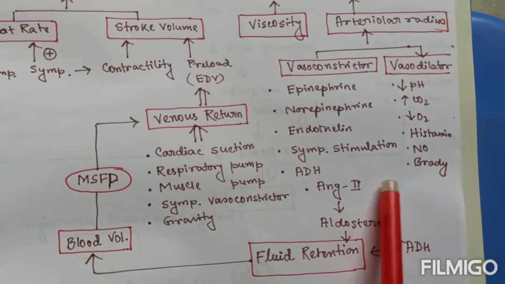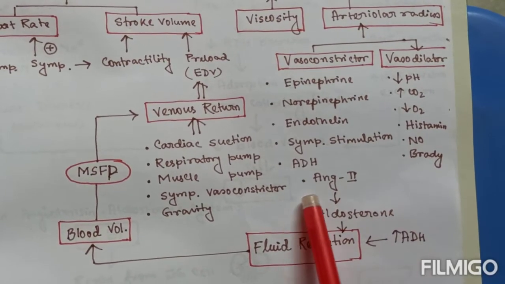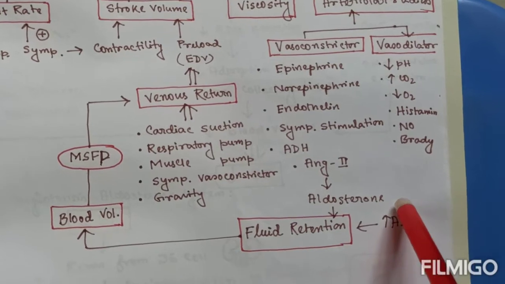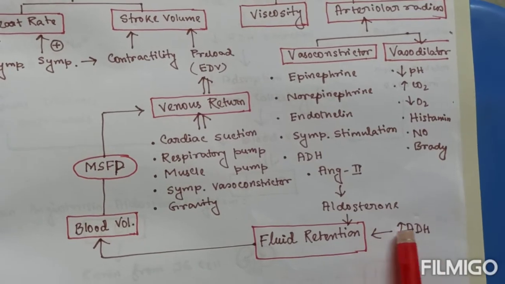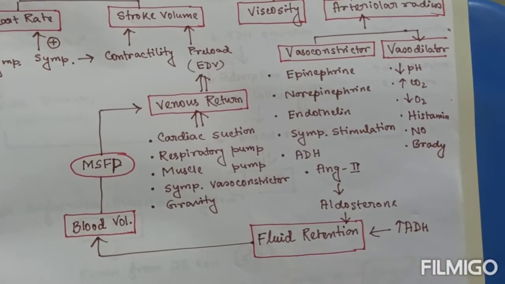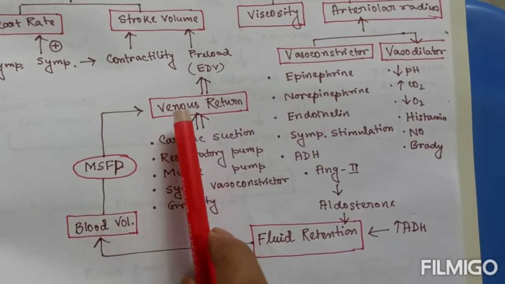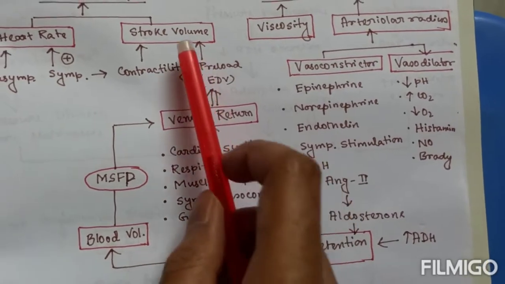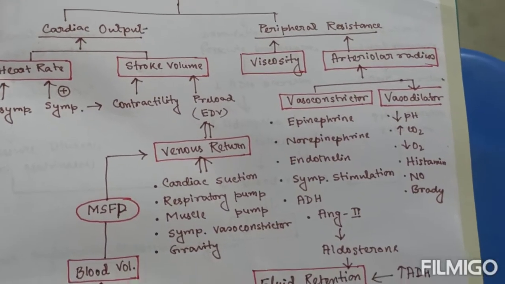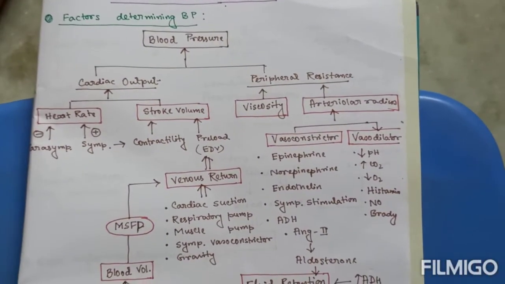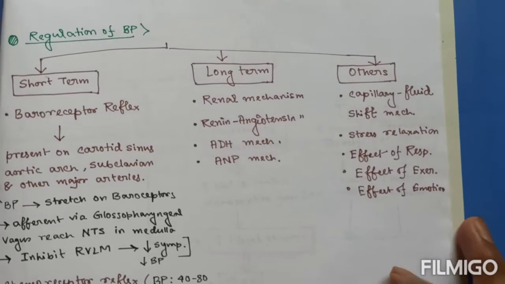And this angiotensin II, as we all know, through the RAS system, will cause the secretion of aldosterone from the adrenal cortex, thereby causing fluid retention. And ADH also stimulates fluid retention, thereby blood volume will rise and venous return will be increased, which will directly affect stroke volume and thereby cardiac output or blood pressure. So these are the regulators of blood pressure.